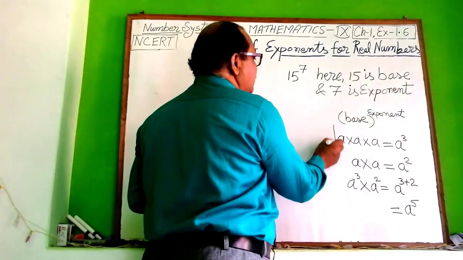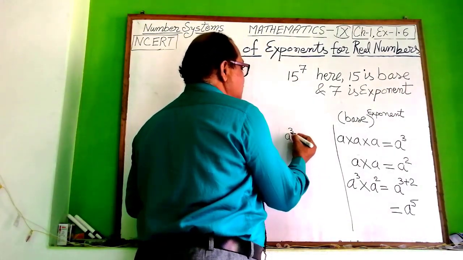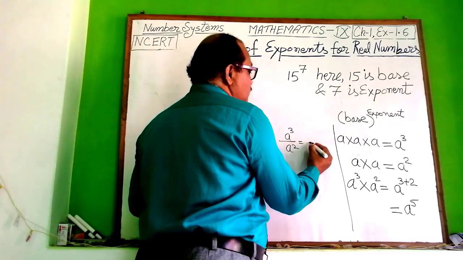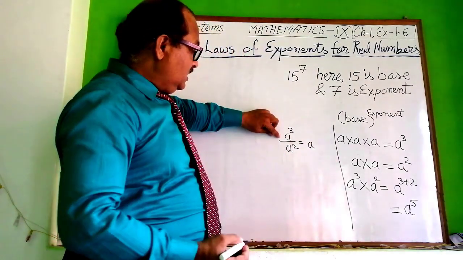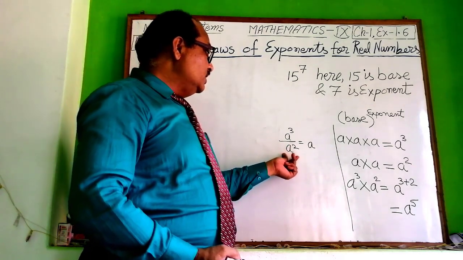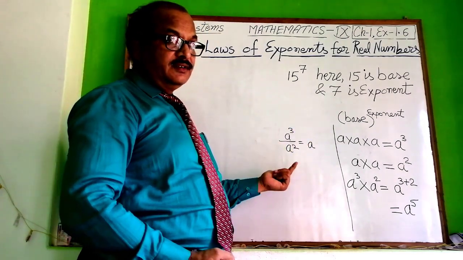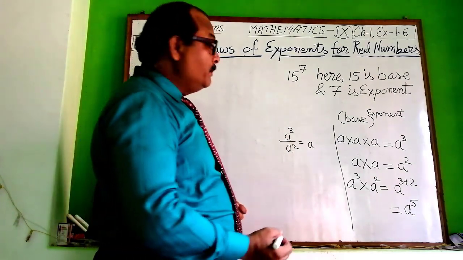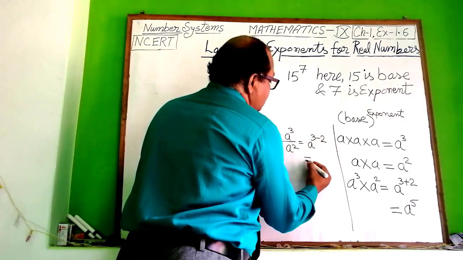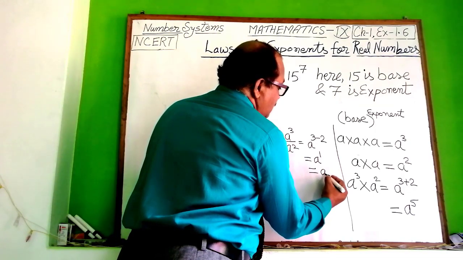Now come to the second law. About the second law, suppose a cube is divided by a square. So what will you get? You can see how many a's in the numerator, 3, and how many a's in the denominator, 2. So 2 a's can be cancelled with 2 a's of the numerator, so only 1 a will be left. So what rule will you form? You may write here 3 minus 2, that is a to the power 1. 1 we never write as power, so the answer is a.